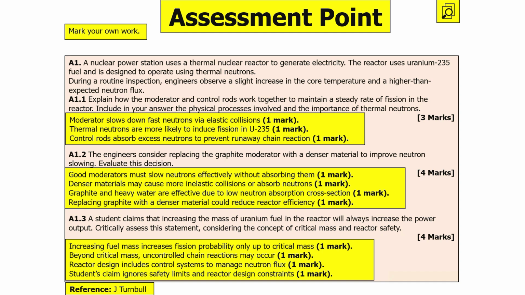Finally, increasing the fuel mass increases fission probability only up to the critical mass. Beyond the critical mass, uncontrolled chain reactions may occur, so the reactor design includes control systems to manage the amount of neutrons and the neutron flux. Now, the student's claim ignores safety limits and reactor design constraints.